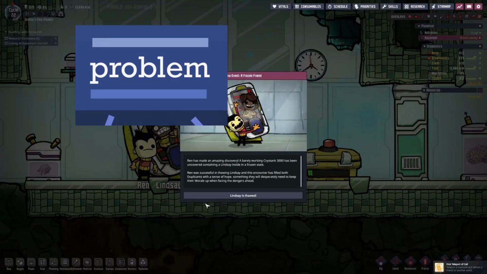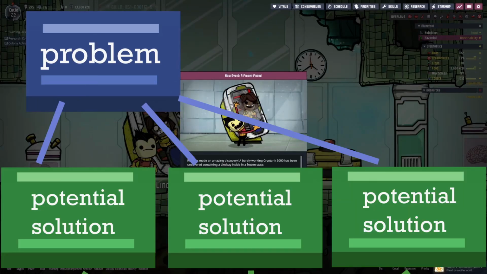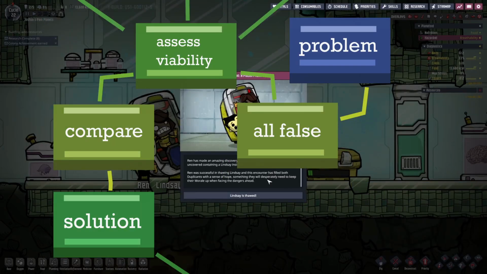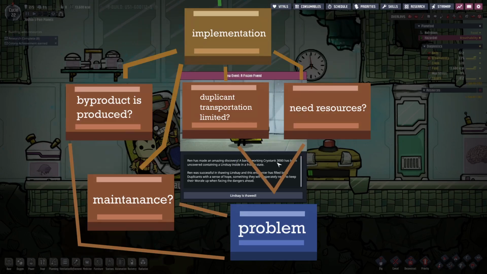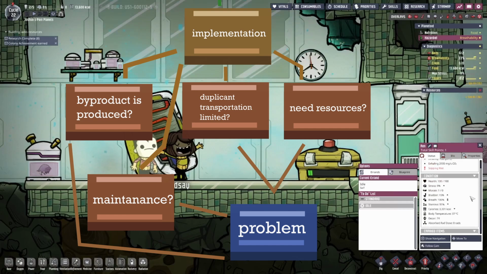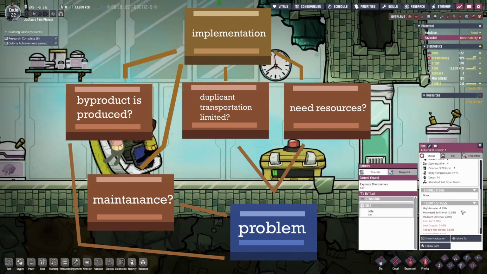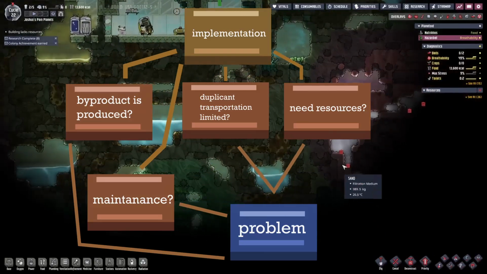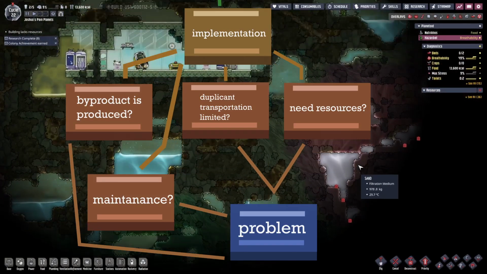When solving this problem, you tend to think of multiple possible solutions and then assess the viability of these solutions. After that, solutions are compared to find a final solution which you will then implement, or if all solutions are not viable, then it's back to the drawing board. During the implementation of a solution, there are many conditionals that could hinder your progress. If you need resources, if a duplicate can't get to that position, if a byproduct is produced, if maintenance is required, all of those lead back to a problem, leading you to the very top of the loop.